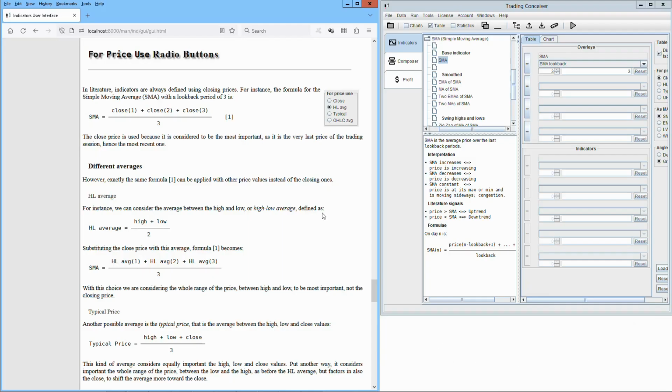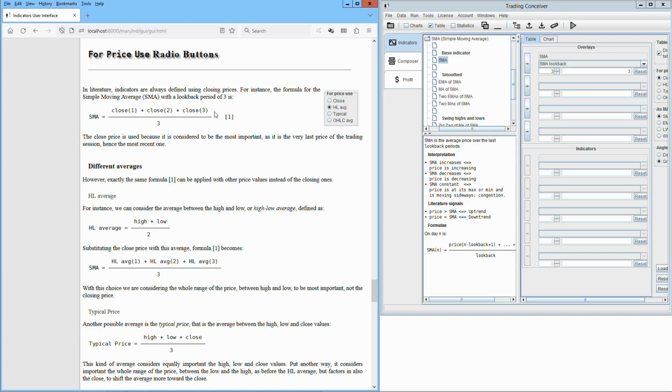In literature, indicators are always defined using closing prices. For instance, the formula for the simple moving average with a look-back period of 3 is the following: the sum of the last 3 closing prices divided by 3. The close price is used because it is considered to be the most important, as it is the very last price of the trading session, hence the most recent one.